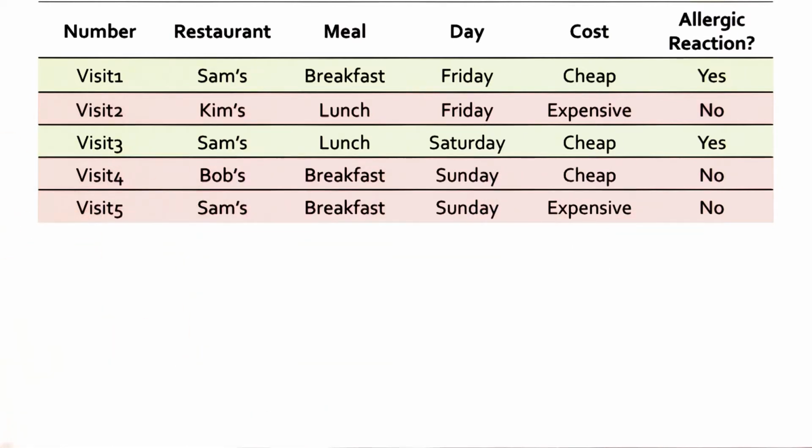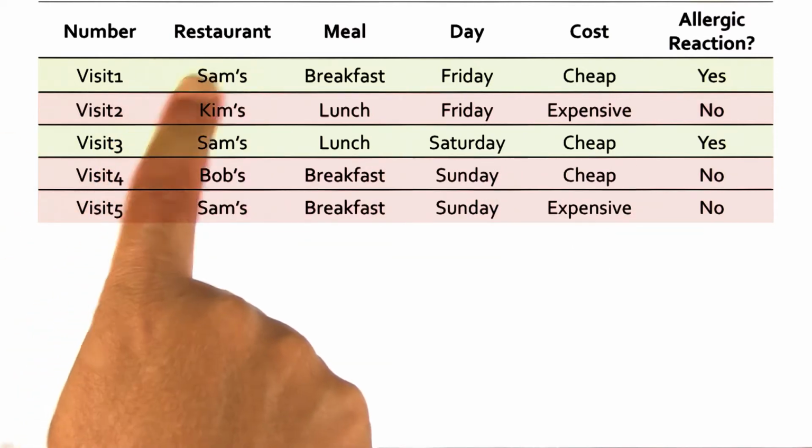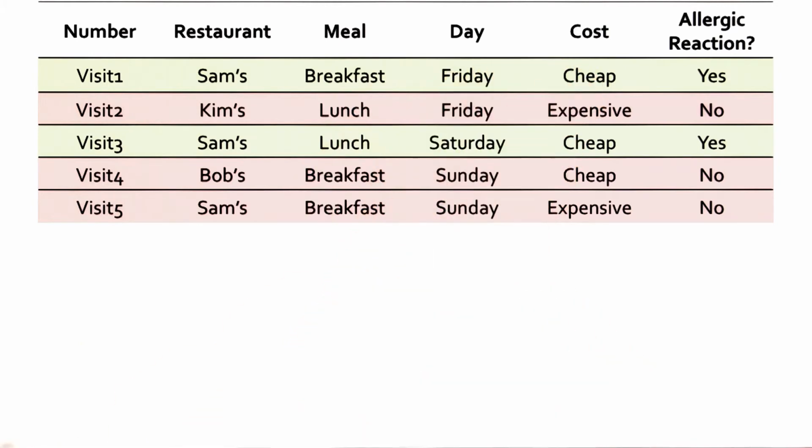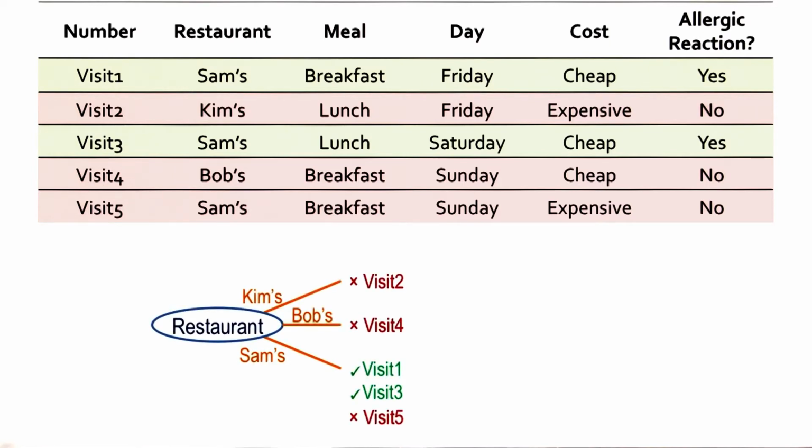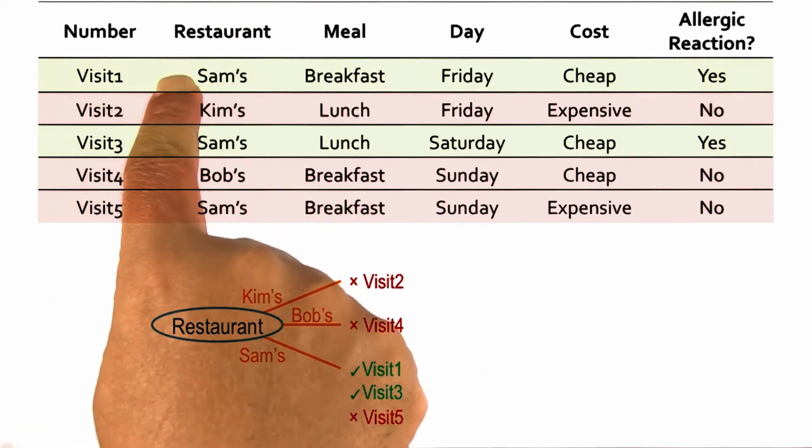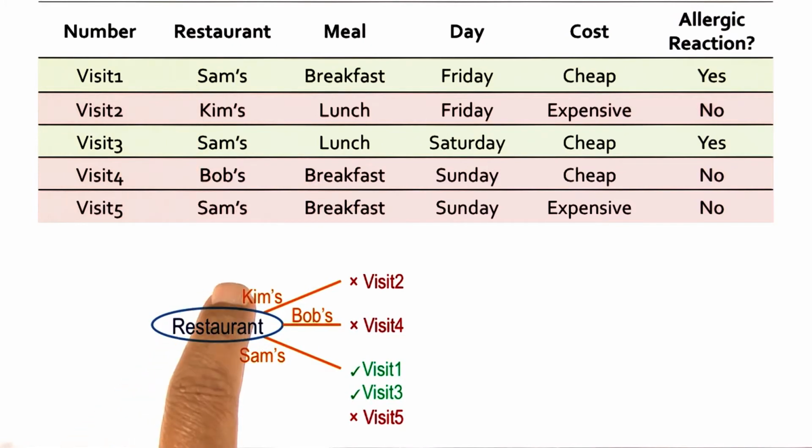To do this, we need to pick one of the 4 features, restaurant, meal, day, or cost, that will separate these allergic reactions so that one category contains either only false instances or only true instances. As an example, supposing we think of restaurant as being the decisive feature. So we have picked restaurant as the decisive feature.